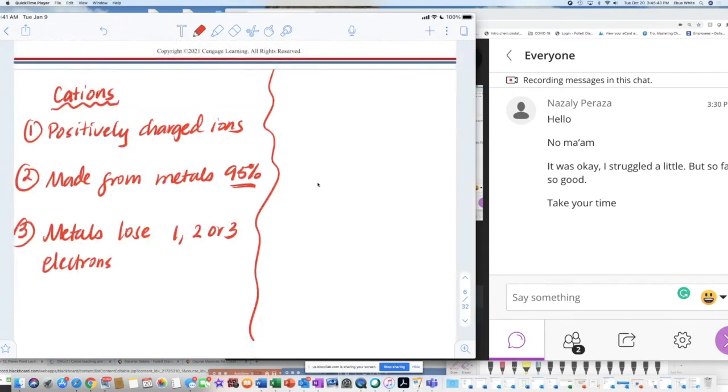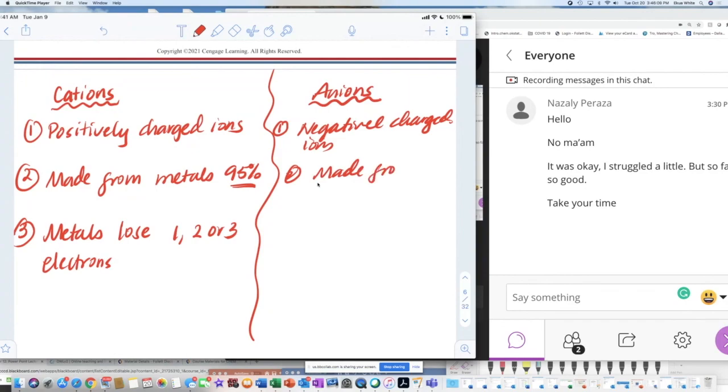So I'm trying to remember the methods I use, right? Anions. Even as I teach, I try to keep practicing that, which is writing down what I'm saying, right? We learned that these are negatively charged. It helps you to be accountable, and then you can visually see what you know and what you don't know, right? Negatively charged ions. Number two, made from non-metals. Number three, non-metals gain one, two, or three electrons.